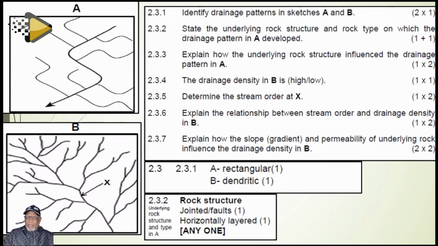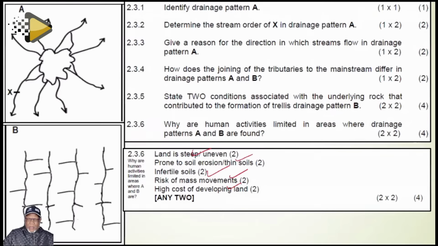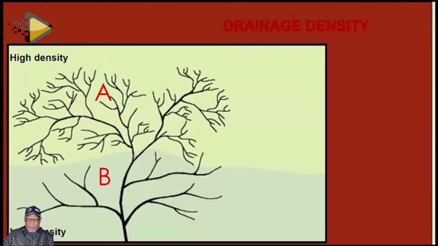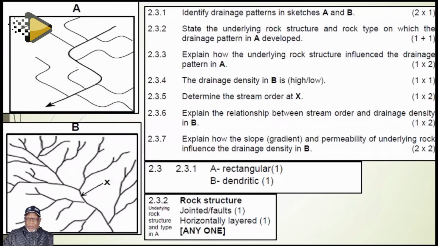Explain how the underlying rock structure influenced the drainage pattern at A. What's happening here? So what is happening there? The streams are simply following the joints.